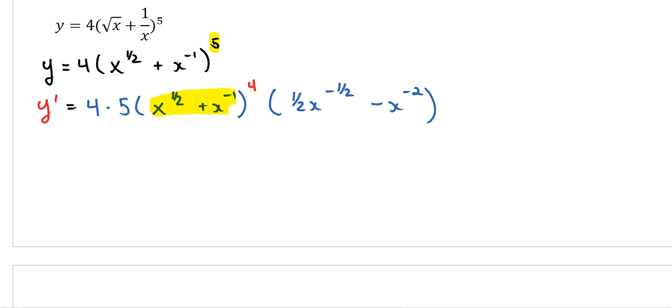If you want to simplify this 4 times 5 and just leave that as a 20, you could do that as well, but you don't have to do that. I will give you full marks for just using the chain rule and the power rule there. Okay, let's move on.